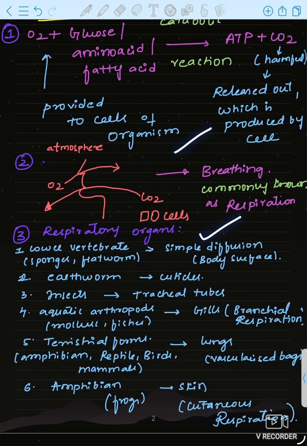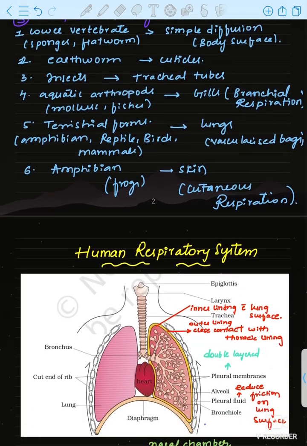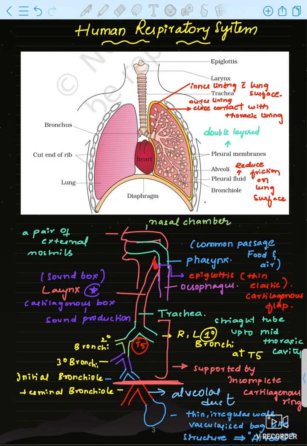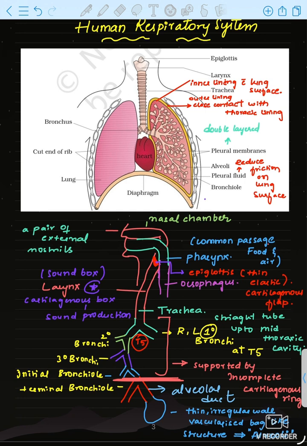And respiratory organs. So we will move further to the human respiratory system. Actually, it is just the pathway of the respiratory system. It is very easy. You have to understand. See, we have a nose. Actually, it starts with a pair of external nostrils. The nose has a pair of nostrils. So, through nostrils, the nasal chamber.